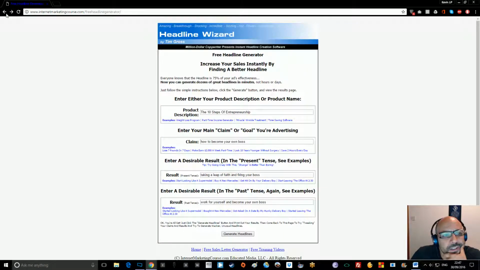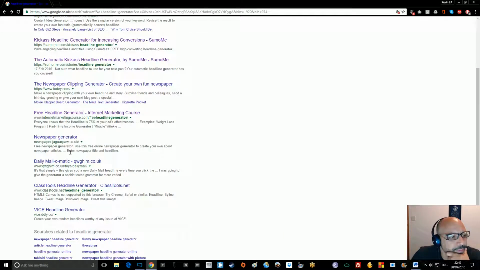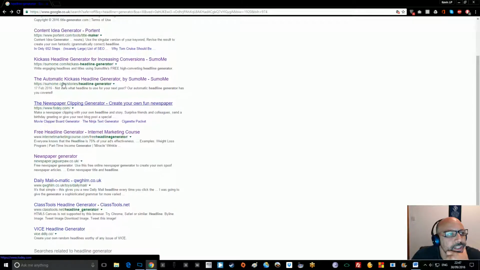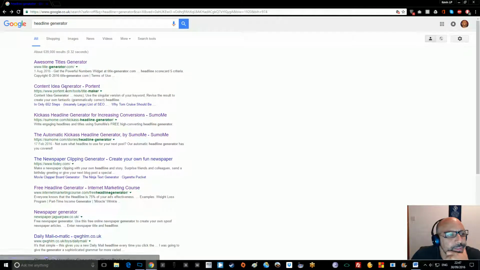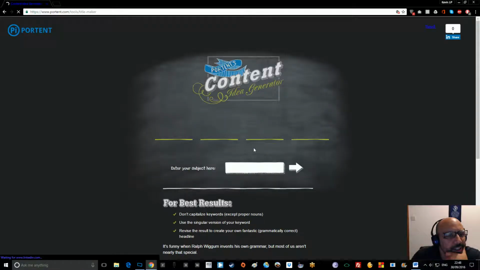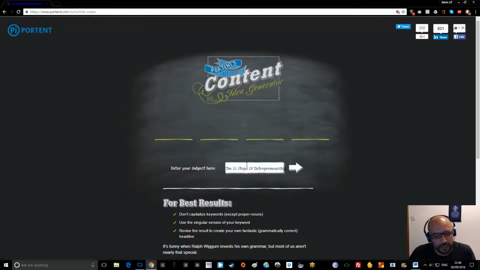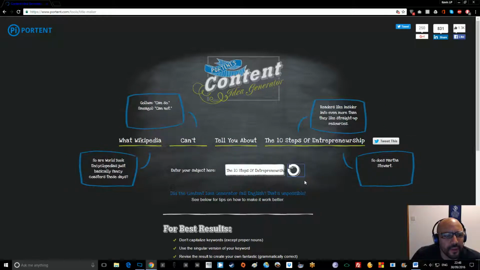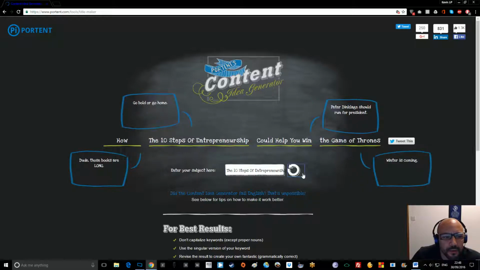Okay, so there's loads of little generators. Newspaper generator. Nope. Don't fancy doing that one. I think the best one is probably, I quite like this one actually, the 10 steps of entrepreneurship. And it came up with some good results with this. What Wikipedia can't tell you about the 10 steps of entrepreneurship. That's a good one.